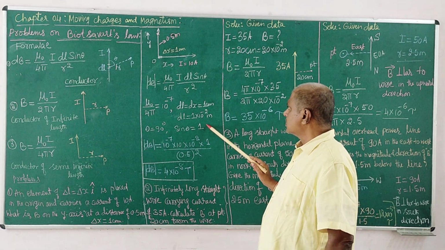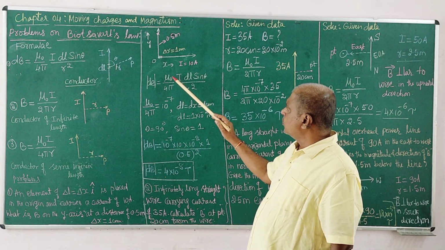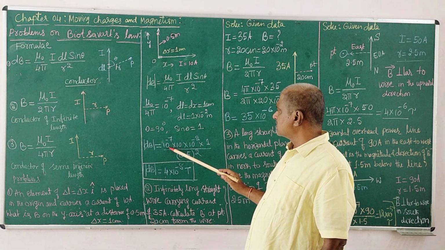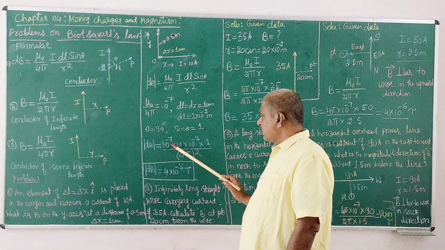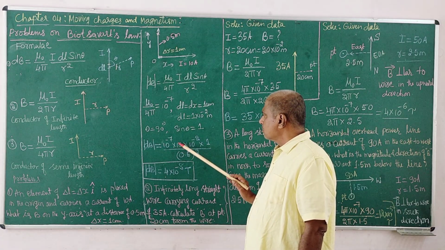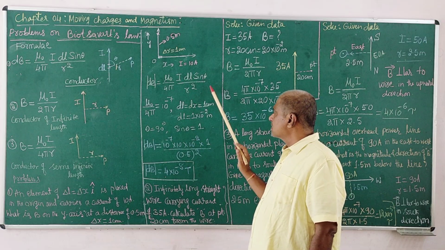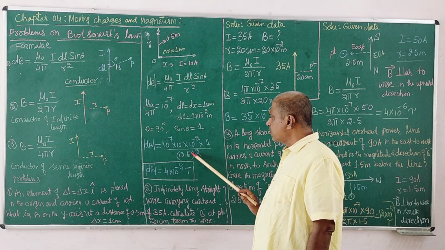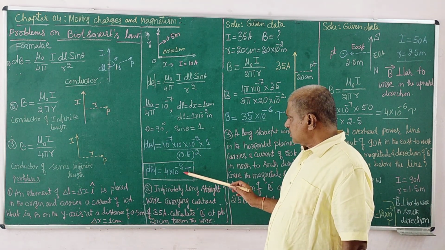Substitution into the equation. Here mu naught by 4 pi, a constant value, is 10 to the power of minus 7 in SI unit. And I value is 10. DL value is 10 to the power of minus 2. Sin theta is 1. R is 0.5. Since it is whole square, 0.5 whole square. Simplify this. We get this value.